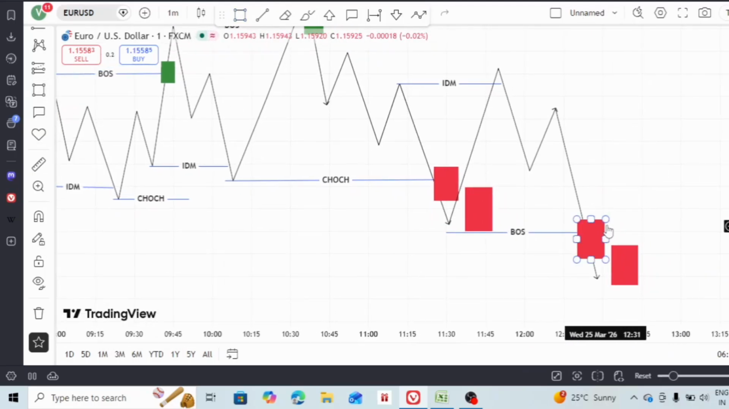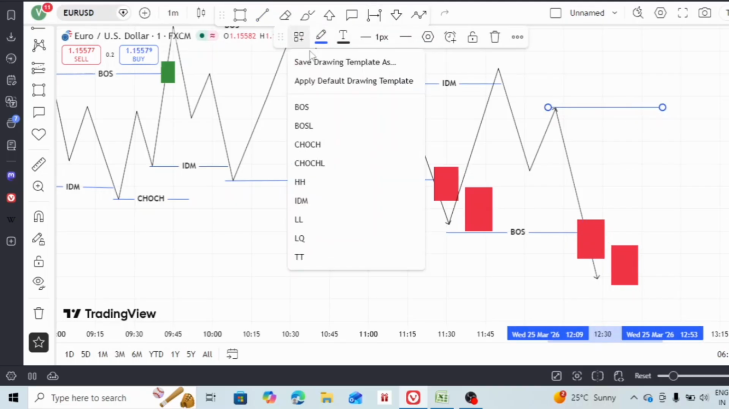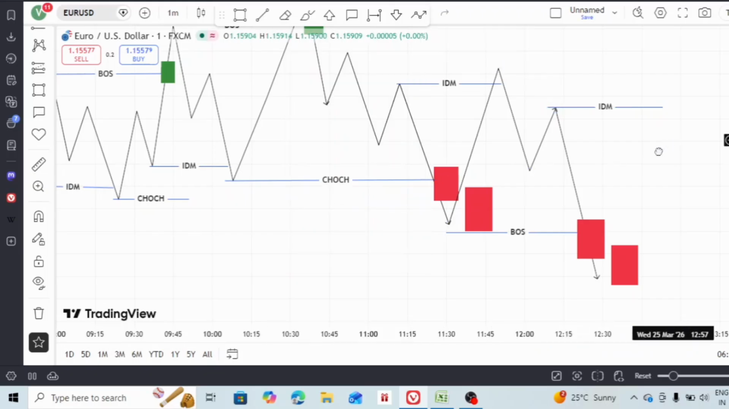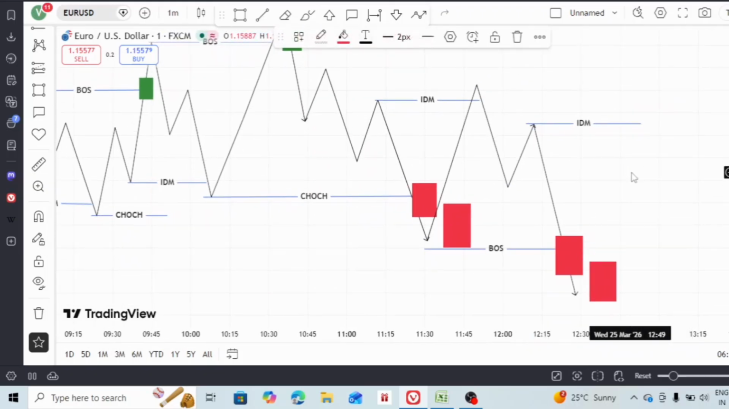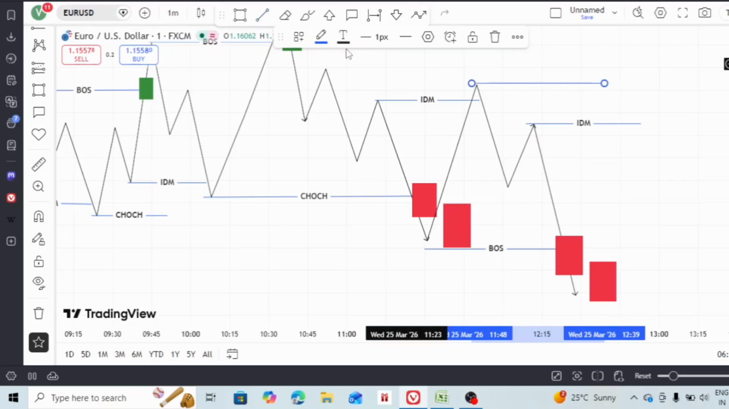So after the break of structure is confirmed, this will be the inducement here. As we have the lower low confirmed with the body, this will be the inducement level. After the break of structure, we have our confirmed change of character. This will be the change of character.